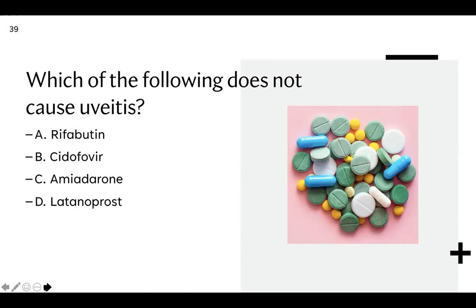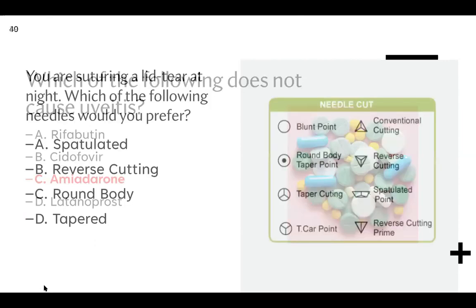And that's the time up. The correct answer for this is amiodarone. 74% have got it right. Amiodarone doesn't cause uveitis, it causes cataract. And the last question for MOS quiz round 3.